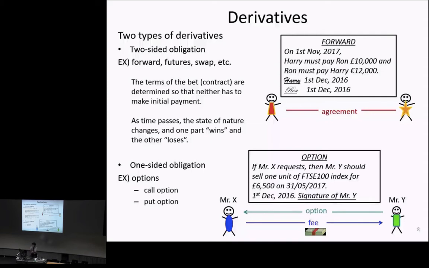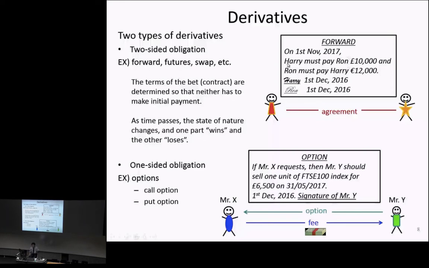Okay? It's a fair bet. At the point of signing the contract, no one makes a cash payment to the other. But as time passes, the exchange rate evolves. So as time passes, one side of the contract becomes the winner, and the other person becomes the loser. For example, let's say the exchange rate in November 2017 turns out to be £1 equal 1.5 euros.